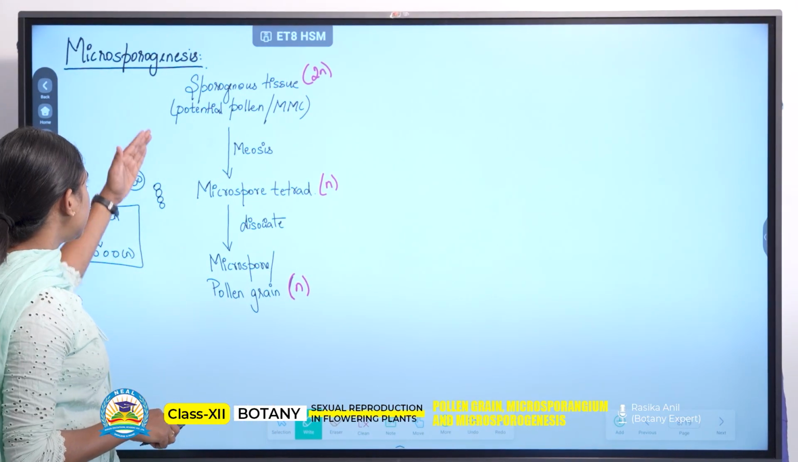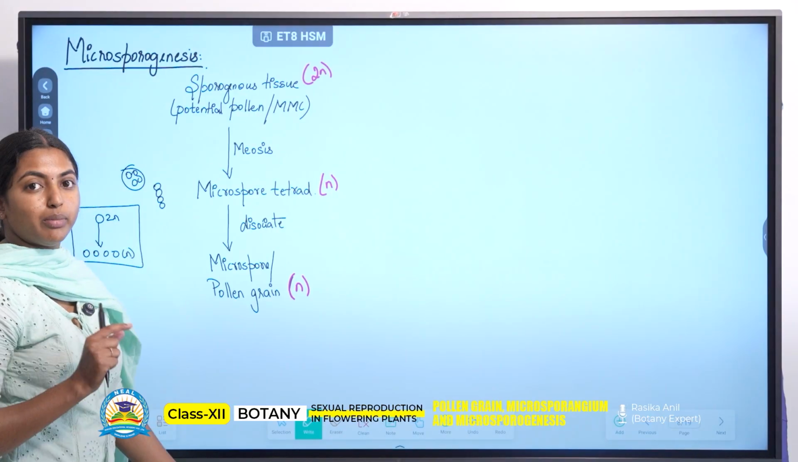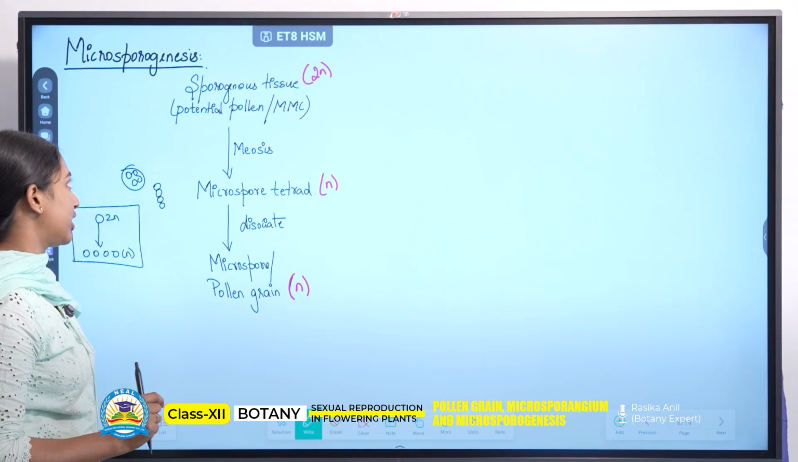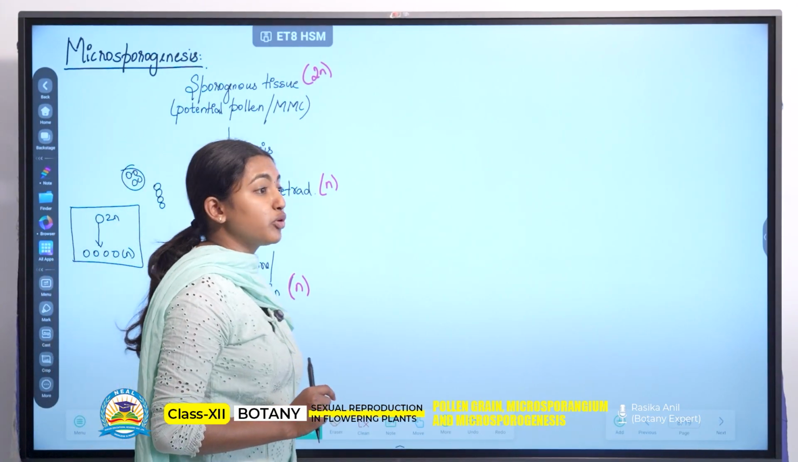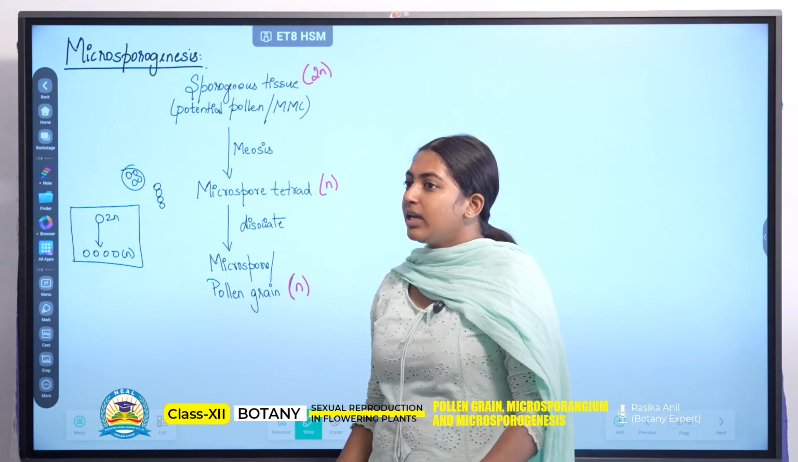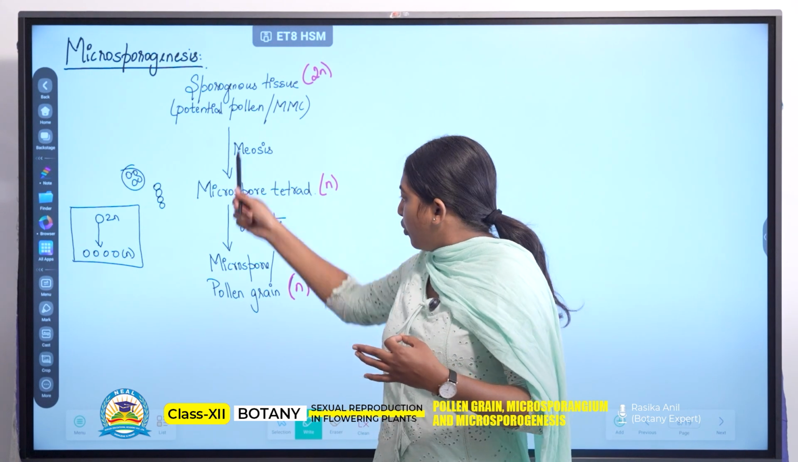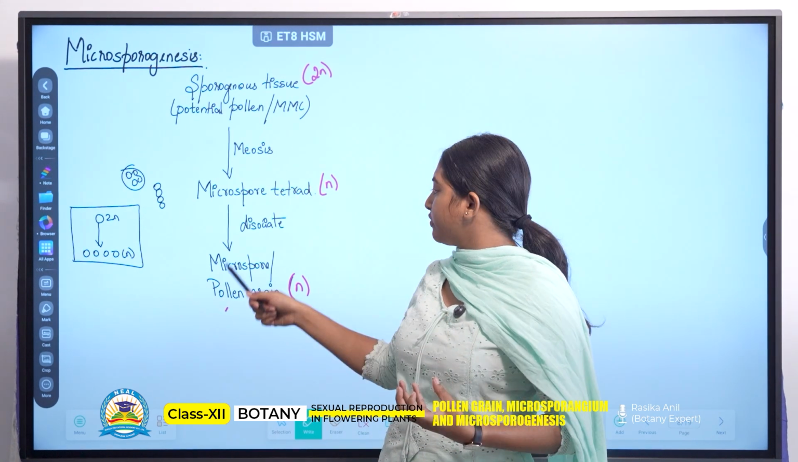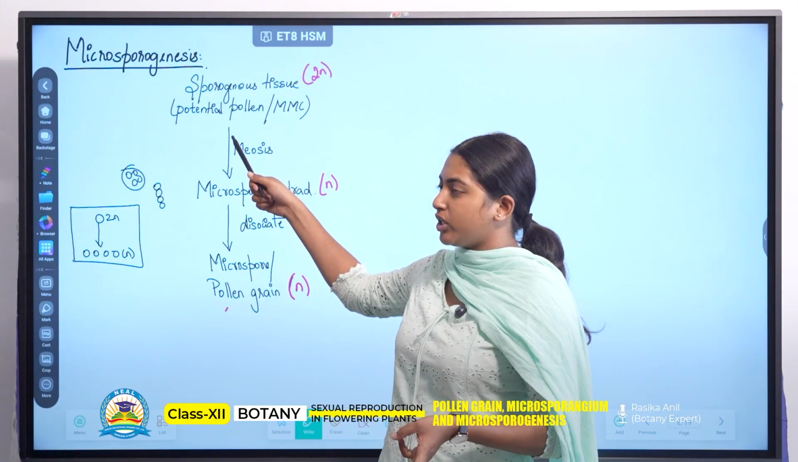So this process is called microsporogenesis. One more important thing: do you know why it is called a potential pollen or a microspore mother cell? Because it is able to give rise to a pollen grain. That's why it is called potential pollen. It has the potential to give rise to a pollen grain.